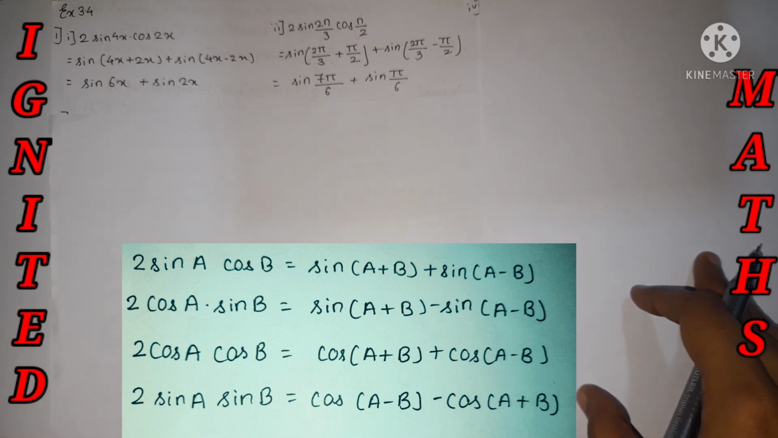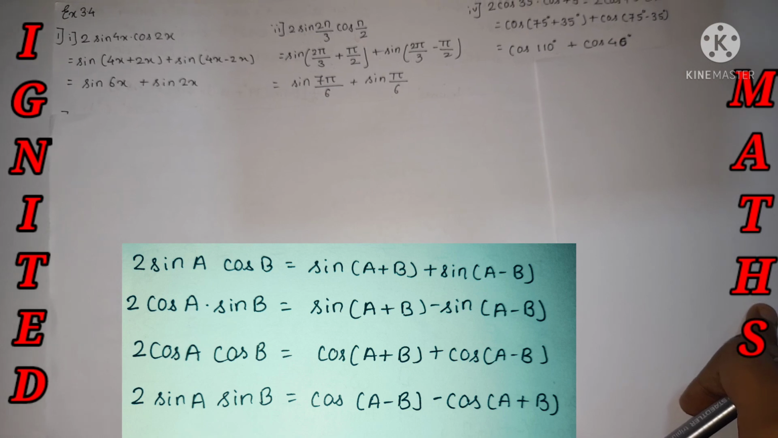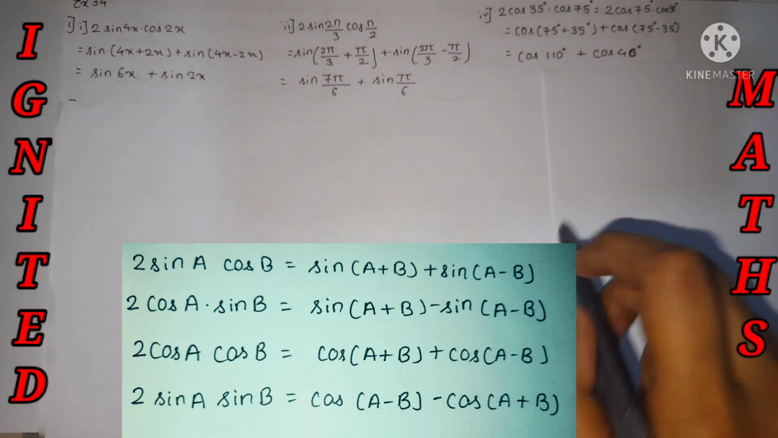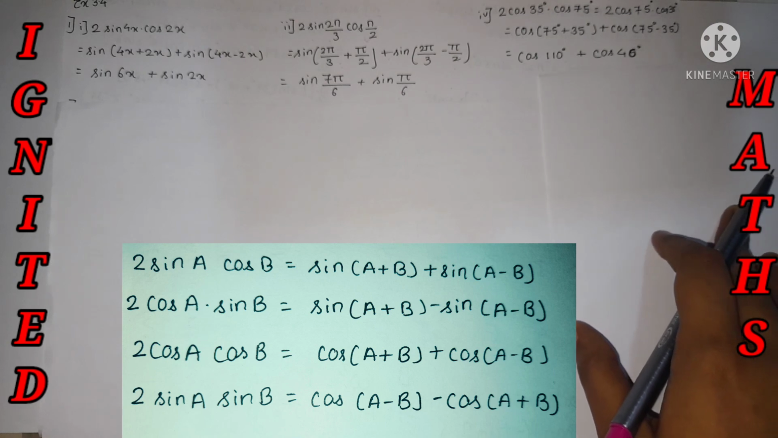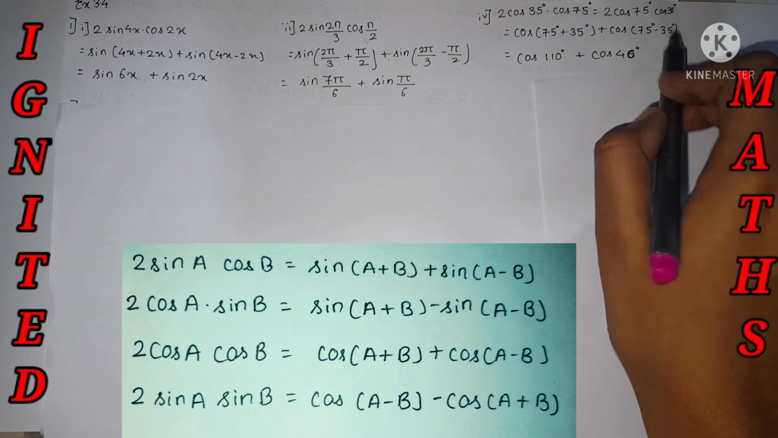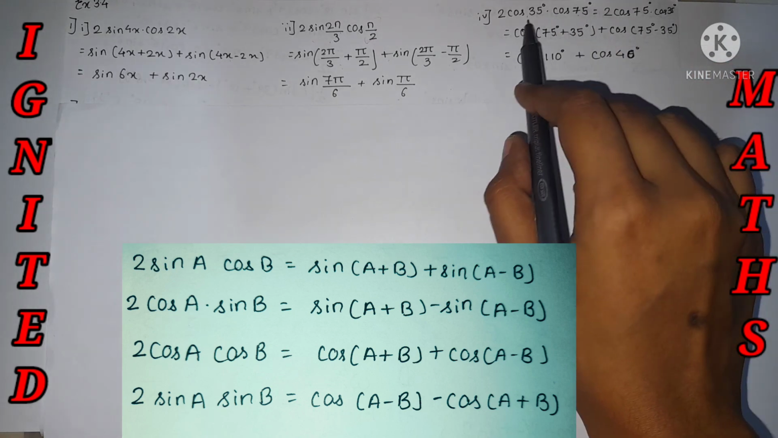Let's start with the fourth sub question. The fourth sub question mentioned over here is 2 cos a into cos b. So just apply the formula according to the given question. It's nothing but cos of a plus b plus cos of a minus b. So the a value is 75 and the b value is 35.